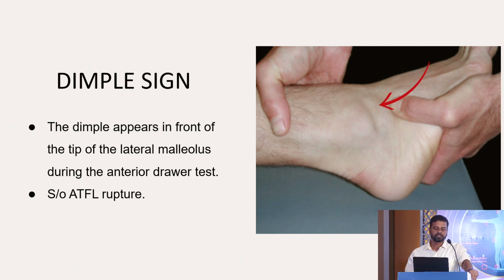Dimple sign, again used for ATFL rupture. So when we do the talar tilt test, you can get the bulge or dimple sign, basically not bulge, dimple, just anterior-inferior to the lateral malleolus. So we can get a fair idea of whether the ATFL is injured or not.